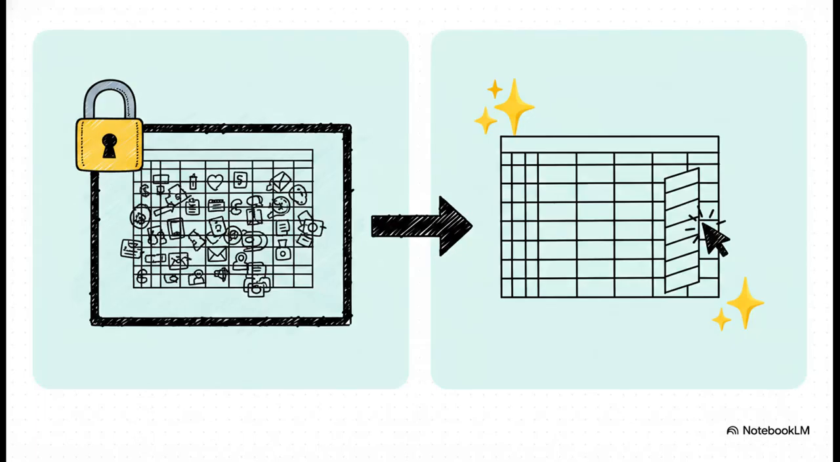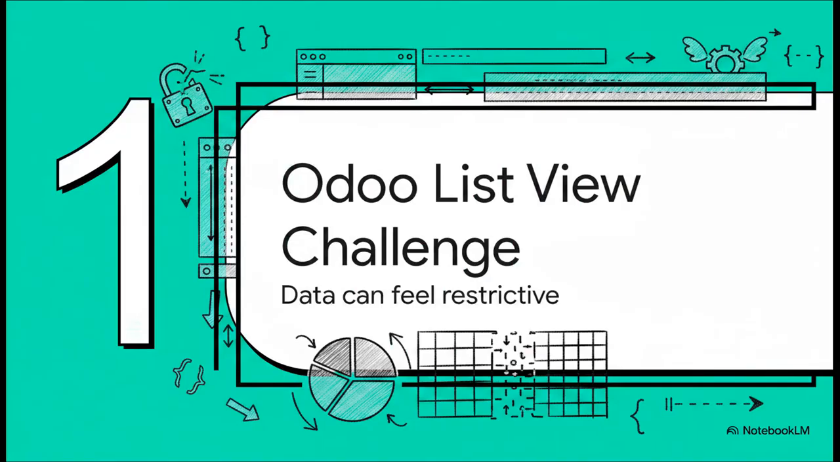Okay, let's break it down. On one side, you've got the standard Odoo view. It's fine, but it can be really rigid and cluttered. But on the other side, whoa, it's flexible, it's clean, and you, the user, are in complete control. That's the huge difference we're talking about here. So let's talk about that Odoo List View challenge.